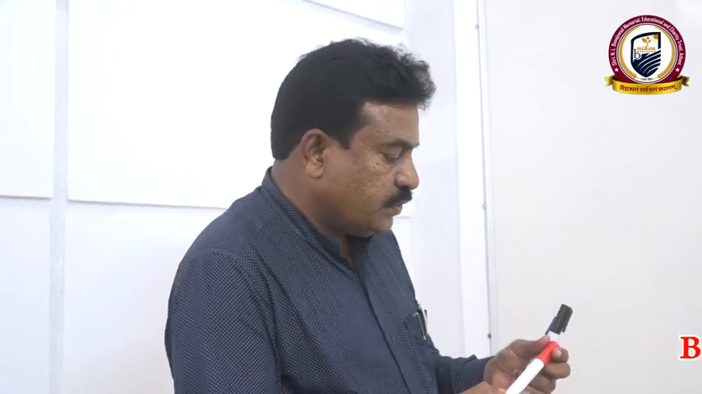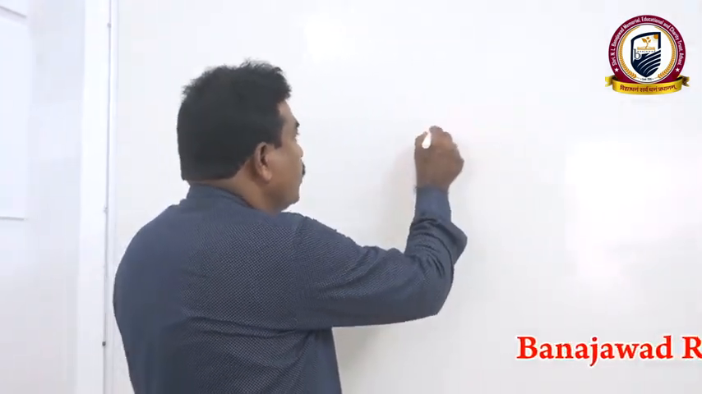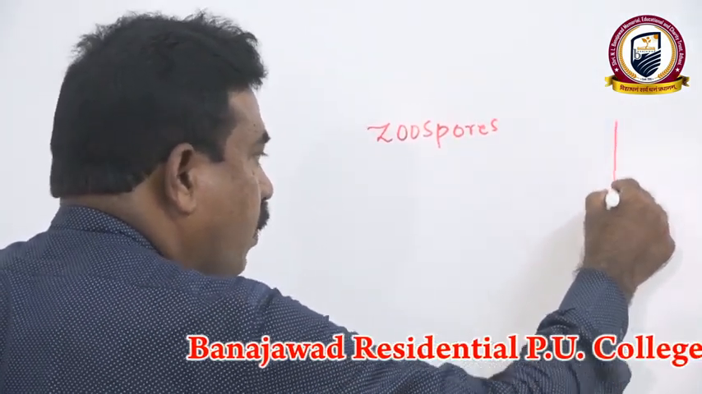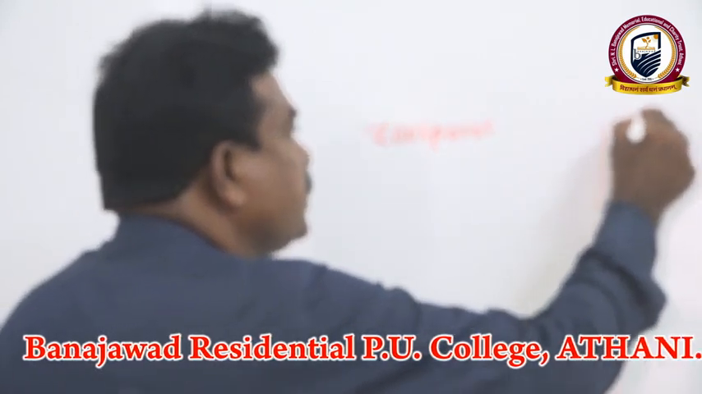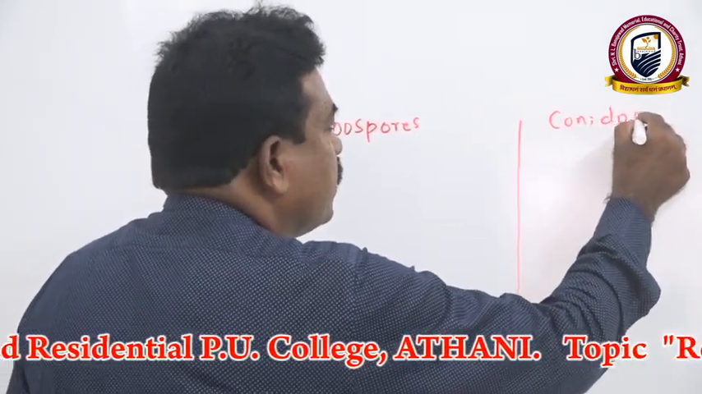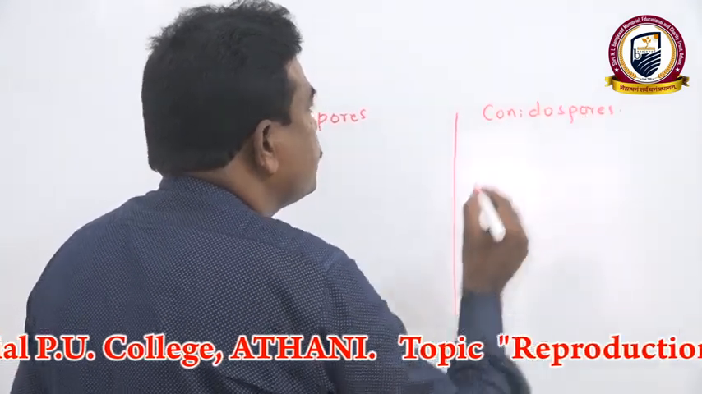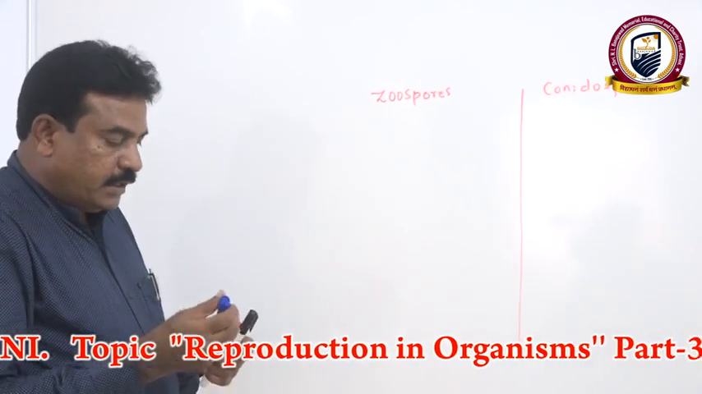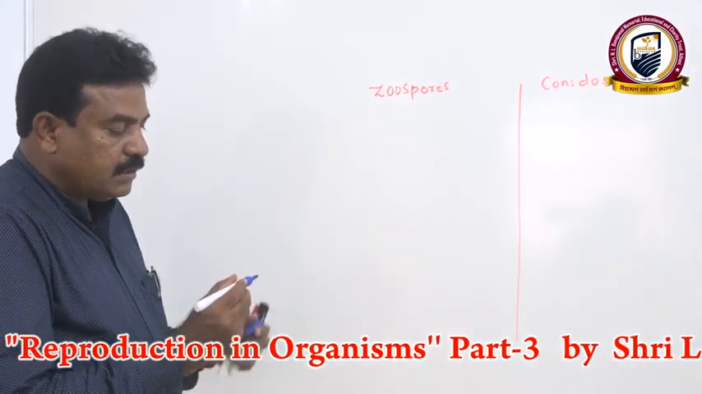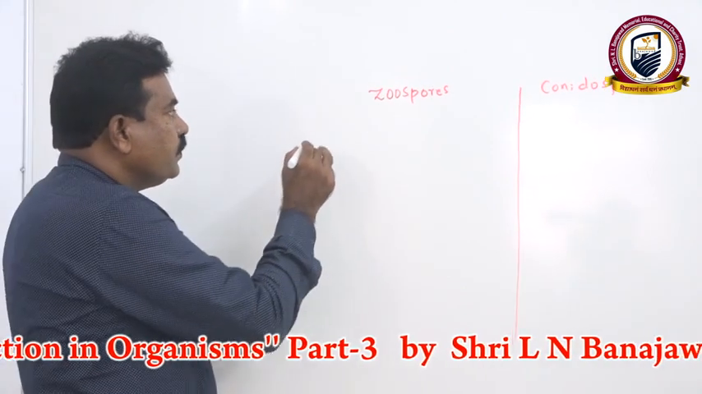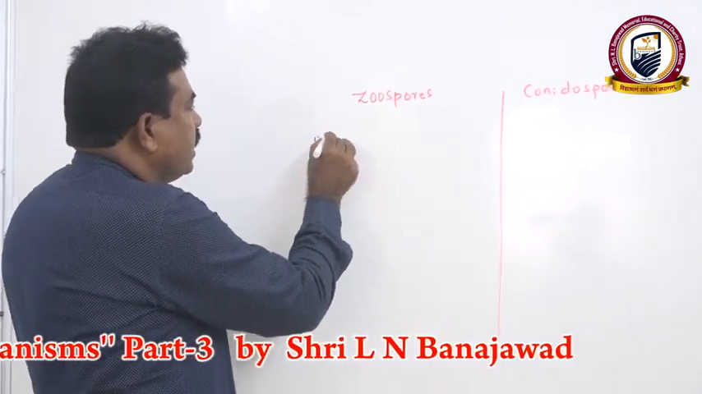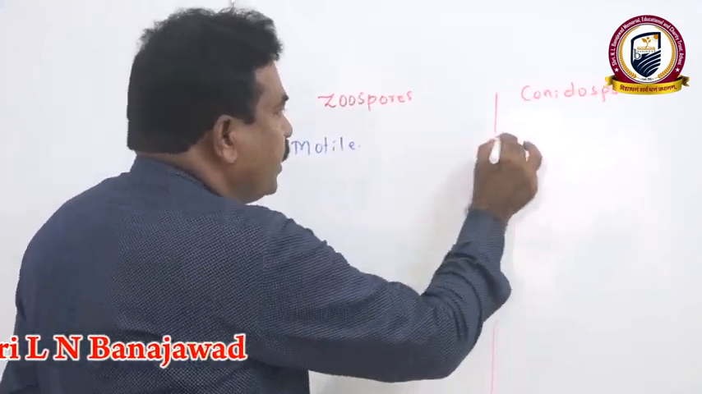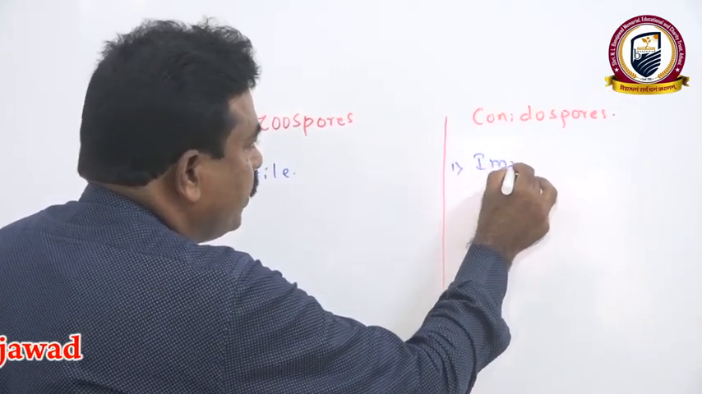In that, first one is the zoospores and conidiospores formation. The spores may form by both sexual as well as asexual methods. Then these are the two kinds of spores. One we call zoospores, another conidiospores. They are the asexual reproductive bodies. If you consider zoospores, they are motile in nature. That means they show movement. Then conidiospores are immotile.